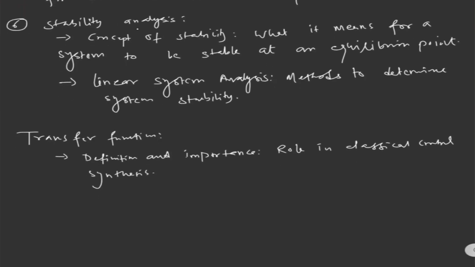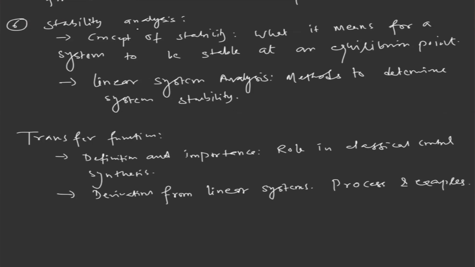Also, we have covered the derivation of transfer function from the linear system. Here we have given the process and examples. So here we have considered the aircraft attitude control problem.